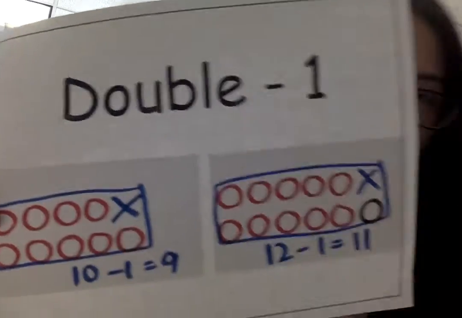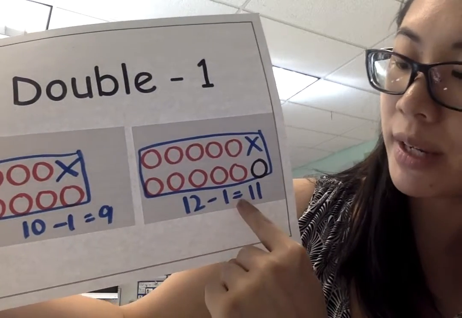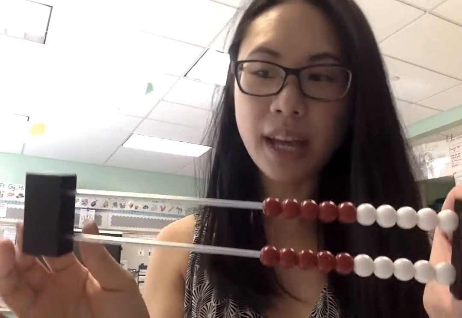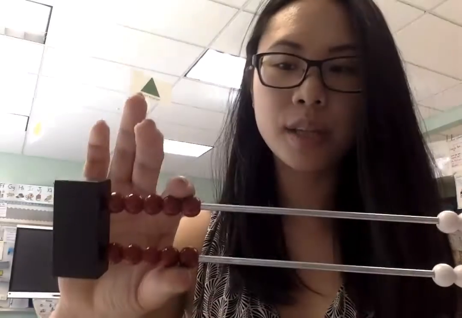Another strategy that we have is double minus 1. The examples I have here are 10 minus 1 is equal to 9, and 12 minus 1 is equal to 11. Let's start with 10 minus 1. 10, you can show it like this. 5 and 5 is 10, and 1 less is 9. The reason I use the double is because you know right away 5 and 5 is 10, and 1 less is 9.